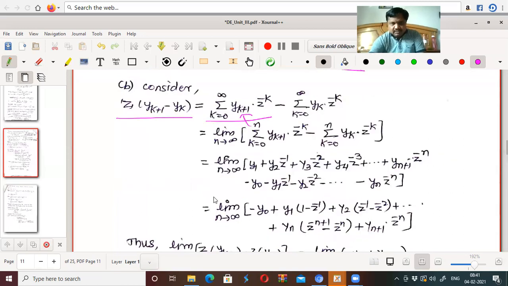Both are the same. So this is equal to limit as n tends to infinity of y1 plus y2 z raised to minus 1 plus y3 z raised to minus 2 and so on. It is just the expansion of this one.